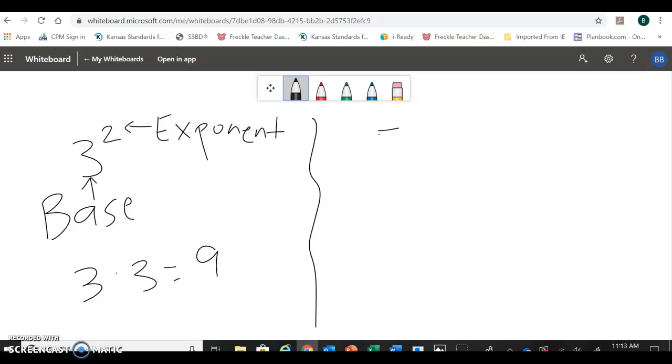Let's try 5 to the third power, 5 cubed. So this is 3 squared. This is 5 cubed. So when it's a 2, it's squared. When it's a 3, it's cubed. Just to remind you of the language you use. Let's try this problem: 5 with an exponent of 3, 5 to the third power, 5 cubed. So it's going to be 5 three times.